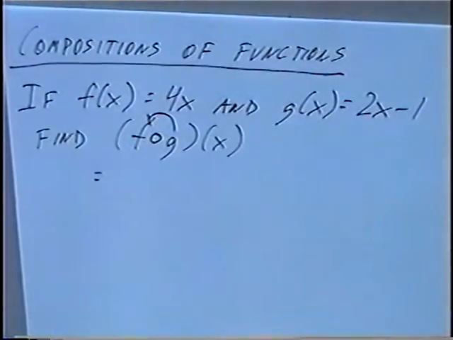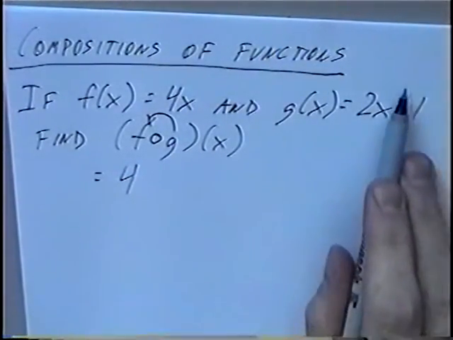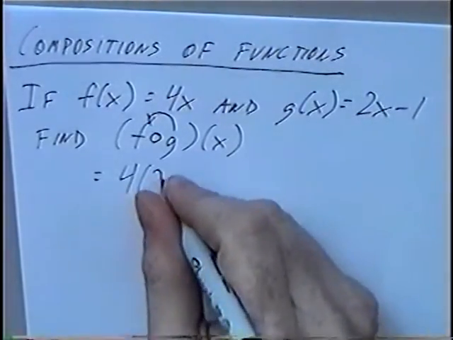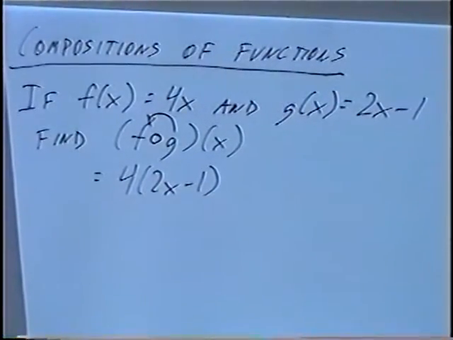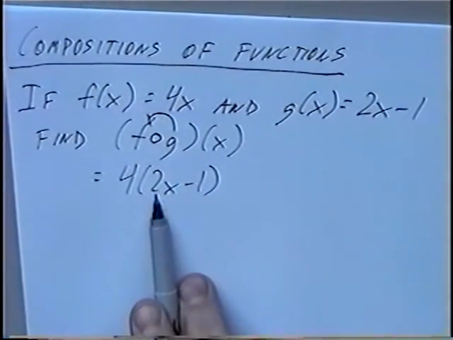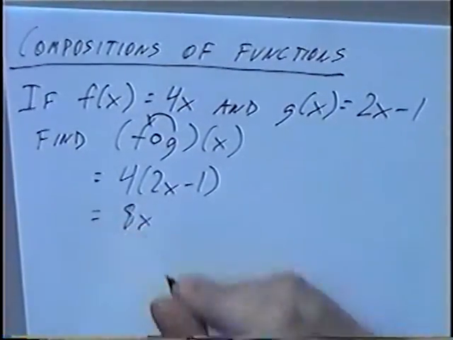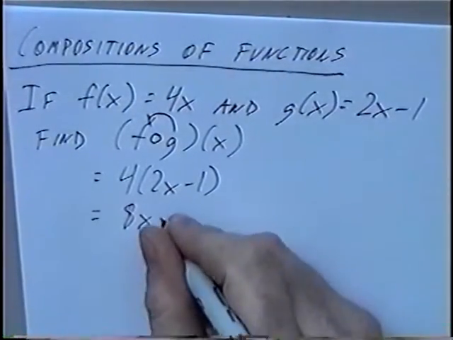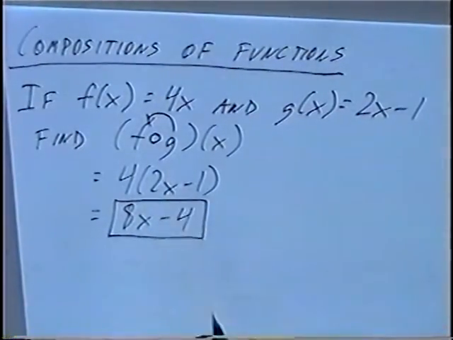So for example, if we take f of x, which is 4x, but instead of x, we'll replace that with the g value, which is 2x minus 1. Simplifying this will give us the composition. And again, we'll take g, whatever that value is, plug it in for the x value of the other function, and then solve. Simplifying this, 4 times 2x would be 8x, and 4 times a negative 1 would be minus 4. So our final answer, f composition g, is 8x minus 4.